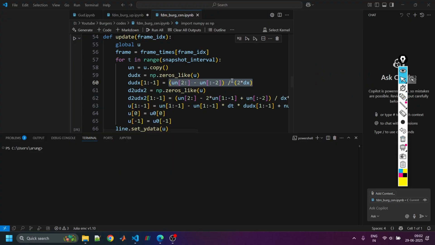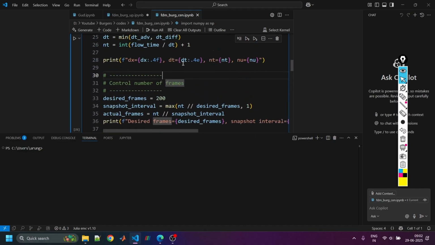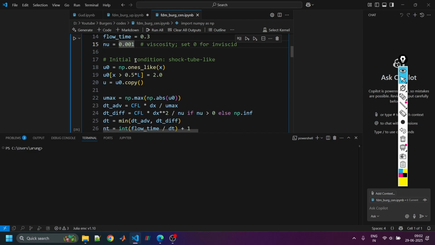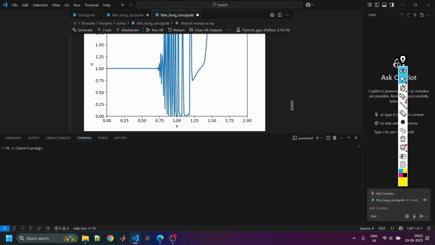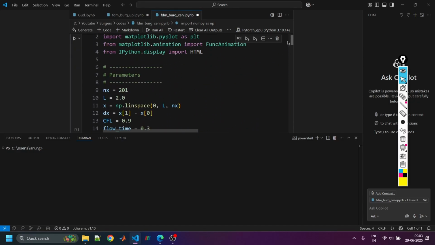Now we shall run this without viscosity. We already saw that without viscosity, this will give unphysical results. We shall change that to 0 and we shall run it. You can notice that the solution is unstable because of the lack of viscosity.